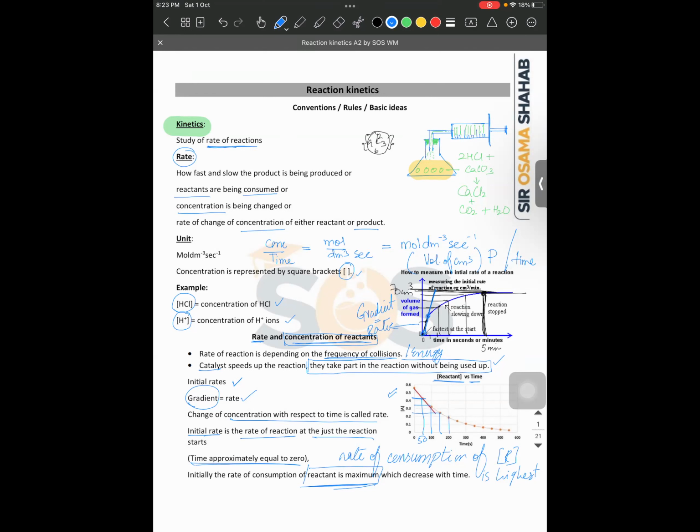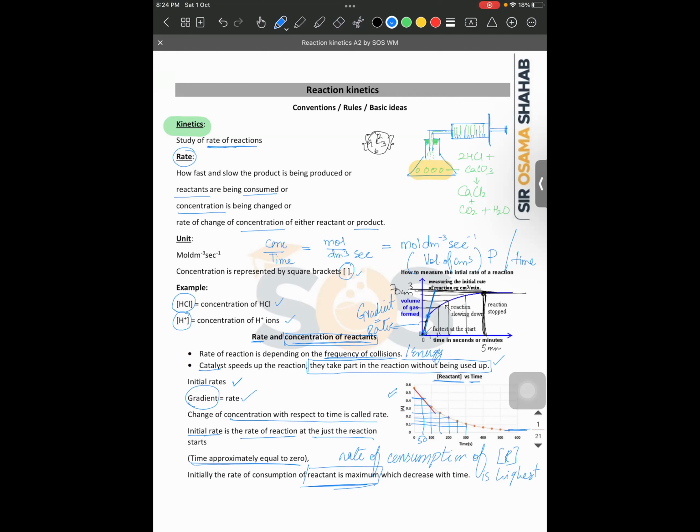At 200 seconds, you will find it is almost 0.19, and at 250, you can see it is 0.15 somewhere. And lastly at 300, you can see it is 0.1. And then it is decreasing further. After that, it is going to be constant when the reaction is finished, right?